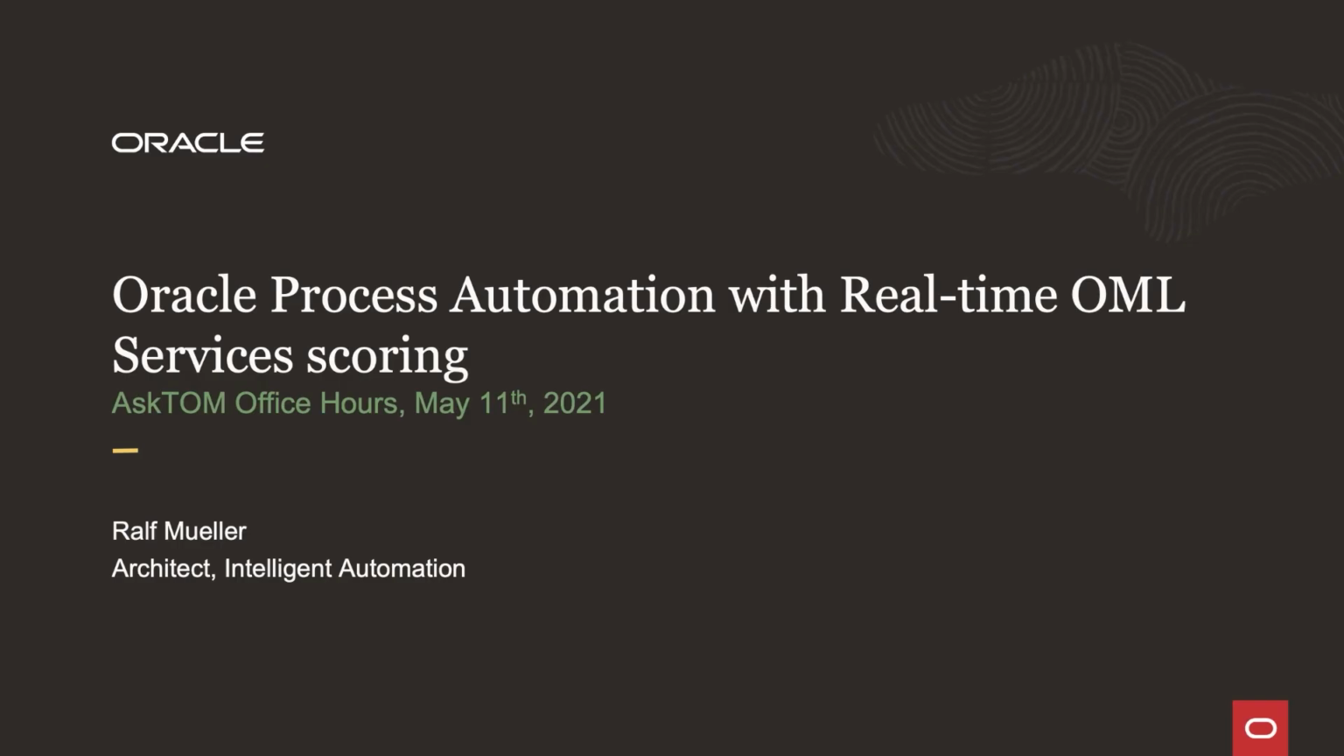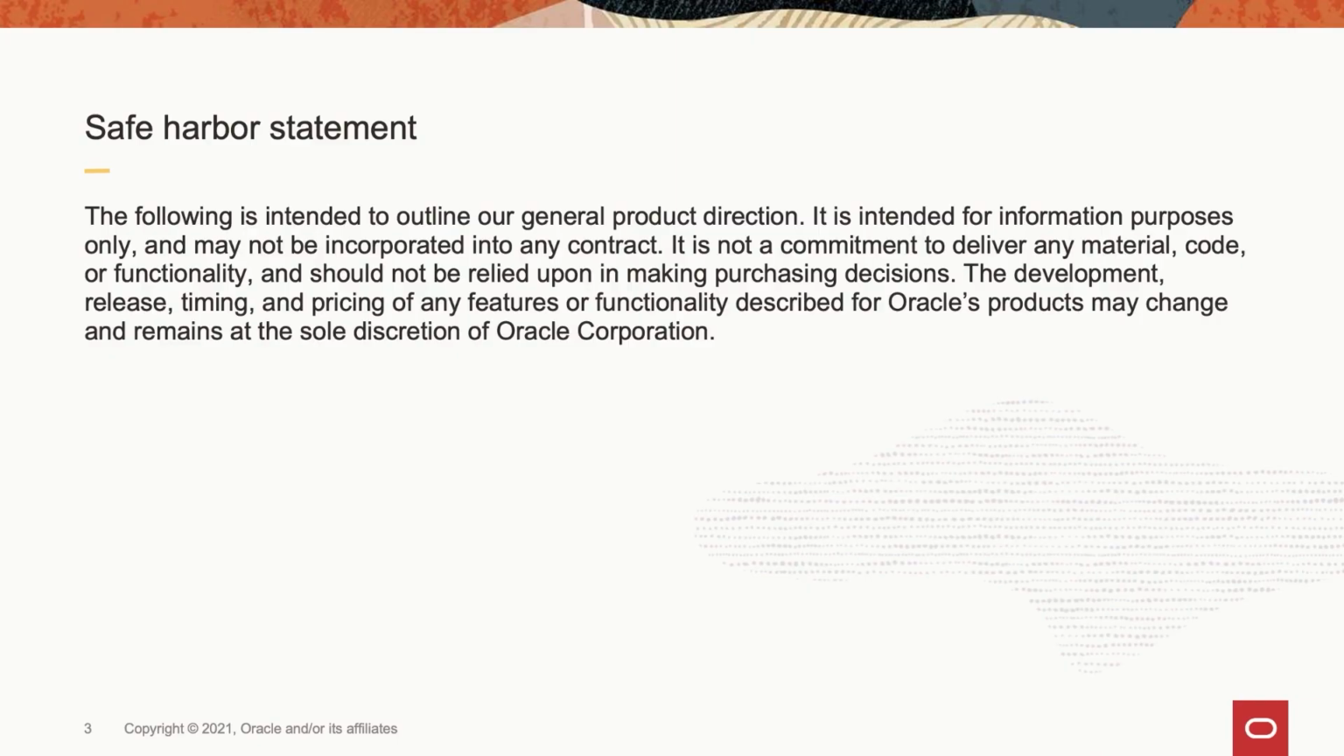So with that, I would like to do a quick introduction. Ralf is an architect in the intelligent automation and works with the process automation intelligence. And because he's going to be speaking about a few roadmap items, we need to show you the safe harbor. But then thank you, Ralf, for joining, and take it away.